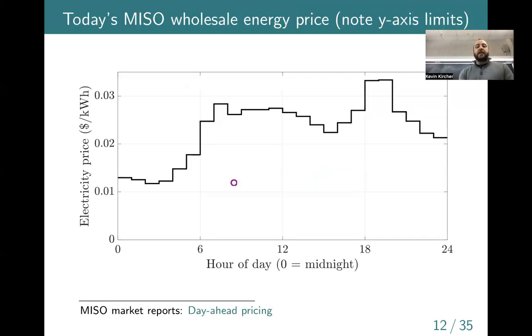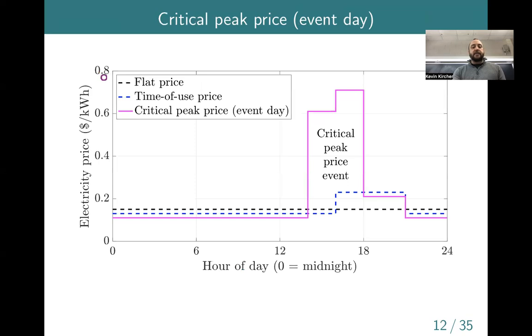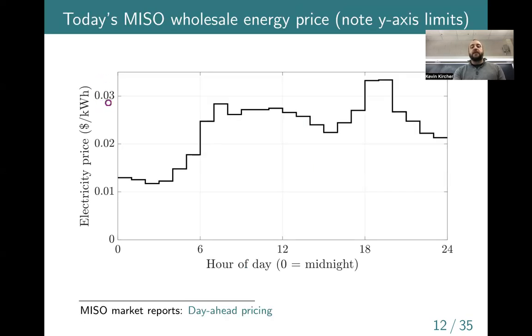Okay, and then this is what the real-time or the wholesale price of electricity looks like. This is today's electricity prices in MISO, where we are. I just downloaded these and threw them into a plot. One thing I want you to note is that the y-axis here is very different from the previous plots. In all the other plots, the upper y limit was 80 cents per kilowatt hour, and here it's 3.5 cents per kilowatt hour. So there's a very big difference there.